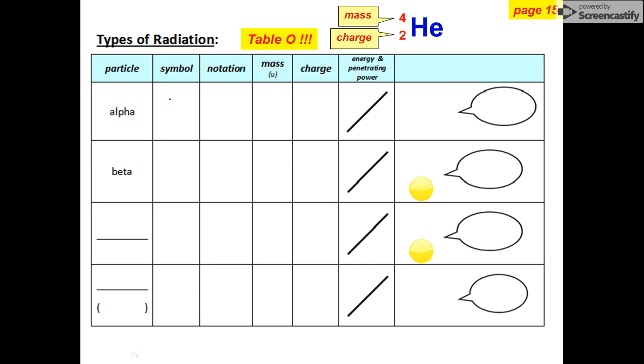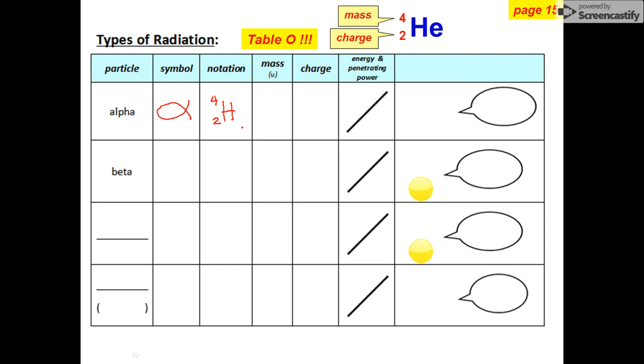Okay, so if you look at Table O, there's a special symbol for alpha particles. Okay, alpha particles are drawn like this. It is a Greek letter alpha. Okay, it looks kind of like a fat sideways fish. Okay, as far as notation, alpha particles are actually a helium nucleus without any of the electrons. So it's got 2 neutrons and 2 protons, so it has a mass of 4, okay? And it's got 2 protons, so it has a charge of 2, and that would be a +2, okay?